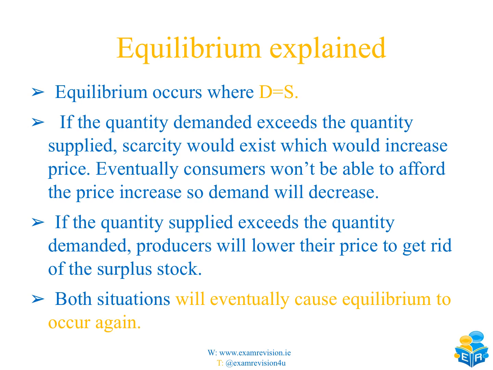So we know equilibrium occurs where demand and supply meet. What happens above or below that point seems to be a question you're asked. They'll give you a scenario and you have to say how we get back to equilibrium. So if the quantity demanded exceeds the quantity supplied, scarcity would exist, which increases price.